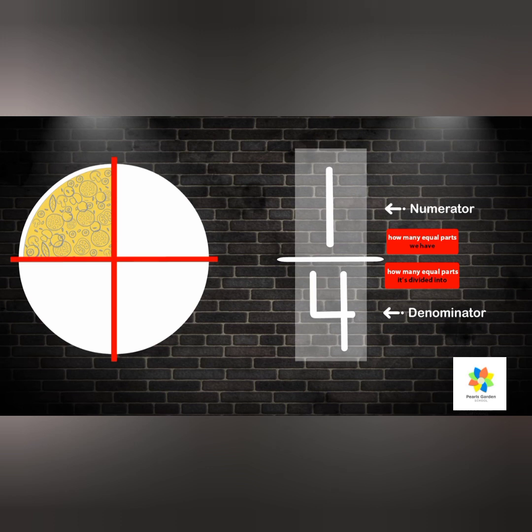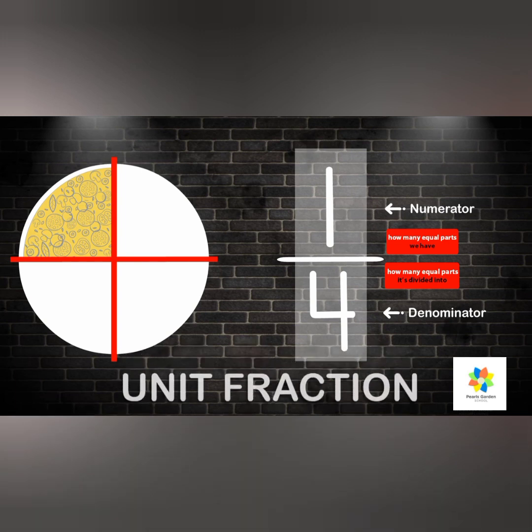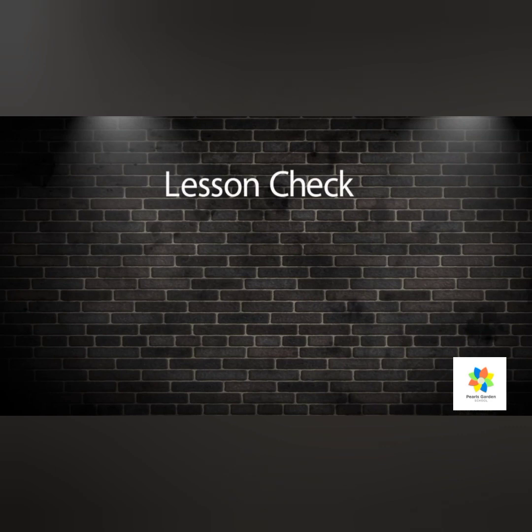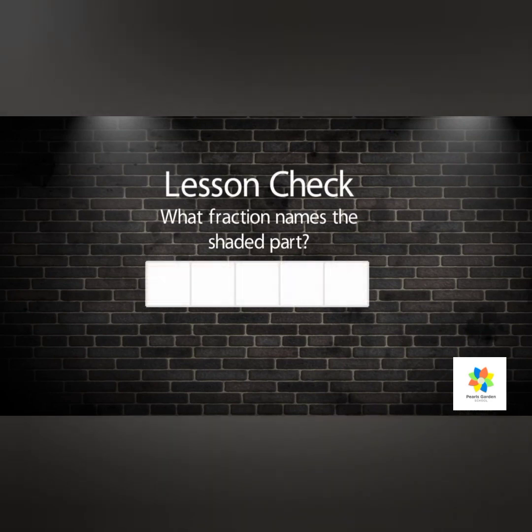Remember that 3 over 4 of the pizza have been eaten by people. So we only have 1 over 4 left. Alright, in your book, draw a circle, divide it into 3 parts, and show us what 1 over 3 represents. Let's see how much we've learned at this point.